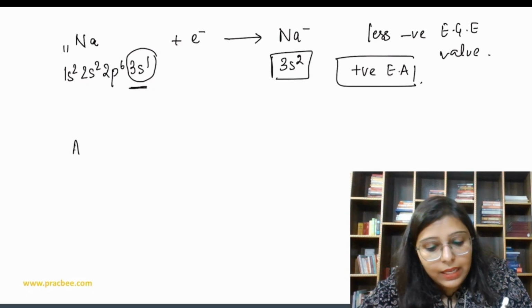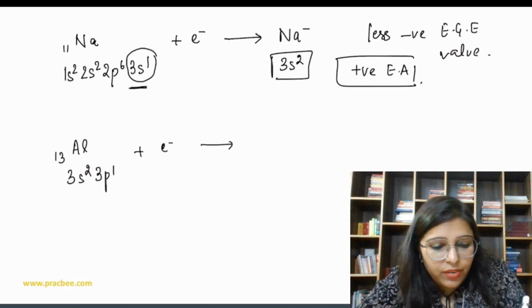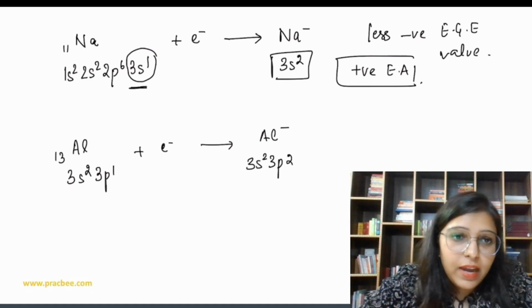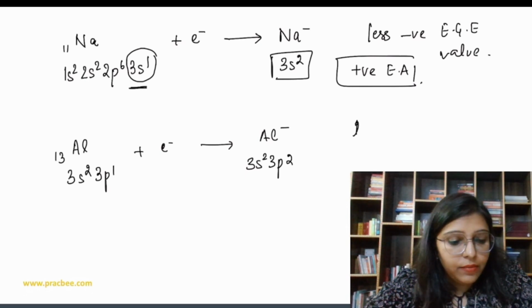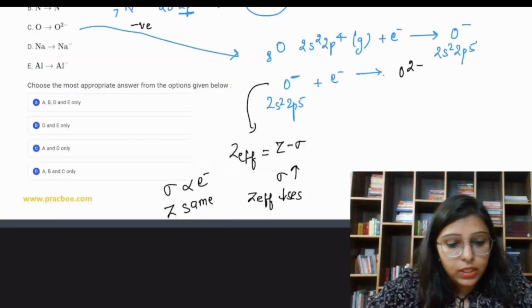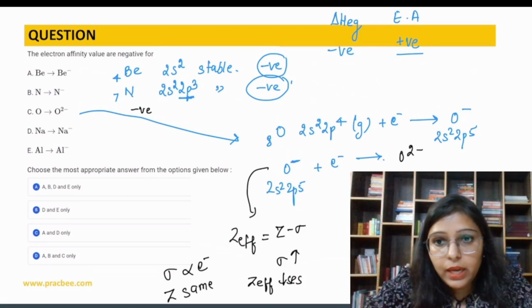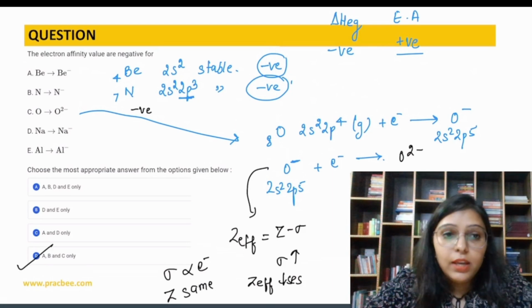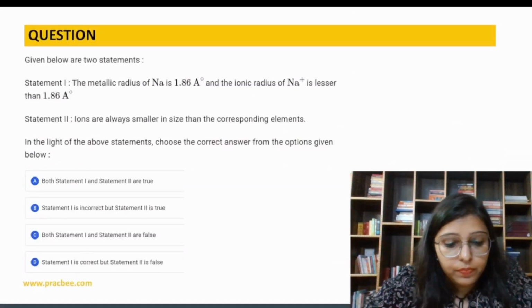Okay. Now next, aluminium 13. So this is going to be 3s2 3p1. Again electron can be added, right? Electron can be added because we get 3s2 3p2. Obviously a lesser amount of energy is released because aluminium is also a metal. So less negative electron gain enthalpy, but it is going to be positive. If we talk about the negative electron affinity value, that is going to be for A, B and C. So option D is the correct answer. Okay, chaliye, let's do the next question.